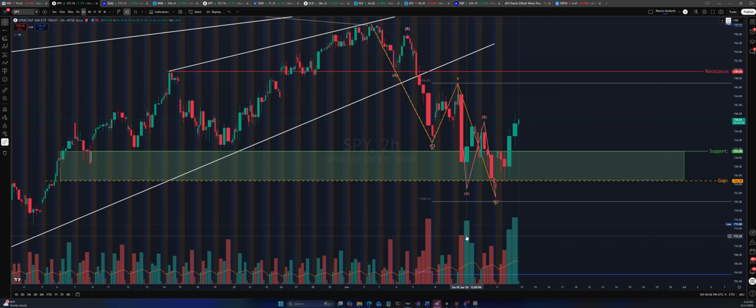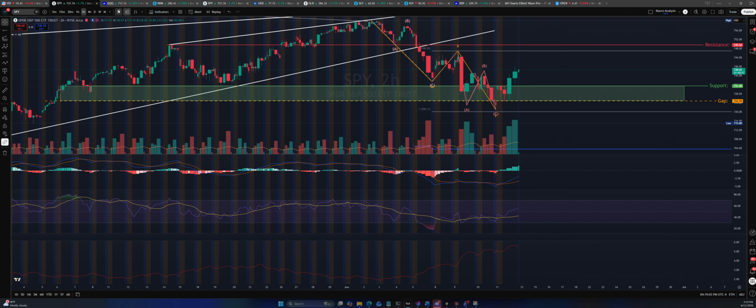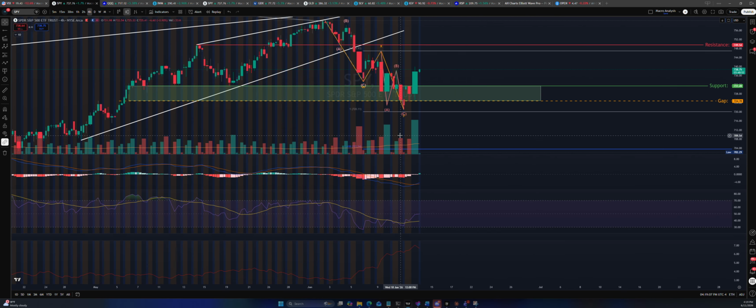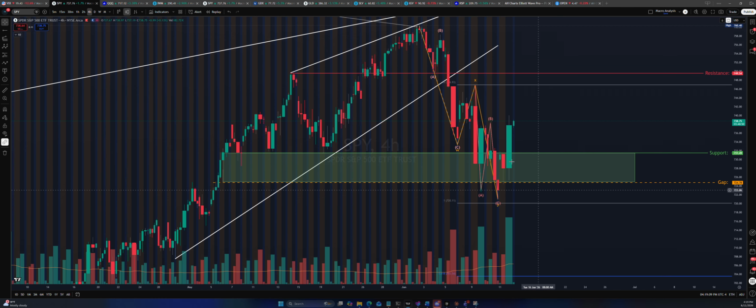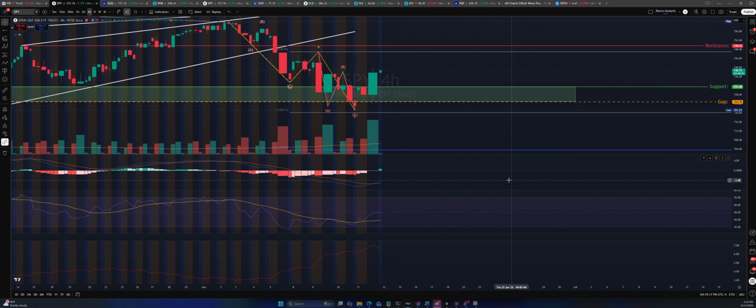Look at the buyers stepping in here. Buyers have stepped in. You've got decreased volume on the selling. Buyers have stepped in again. This is on the 2 hour chart. On the 4 hour chart, you're seeing the same thing happening again. Buyers are currently stepping in at this level. So this becomes a very key level here where I would not want to short SPY at this moment.